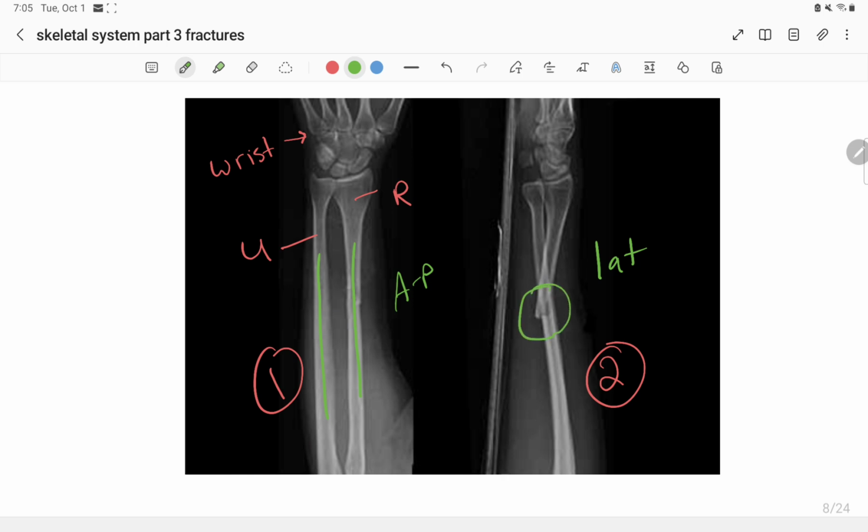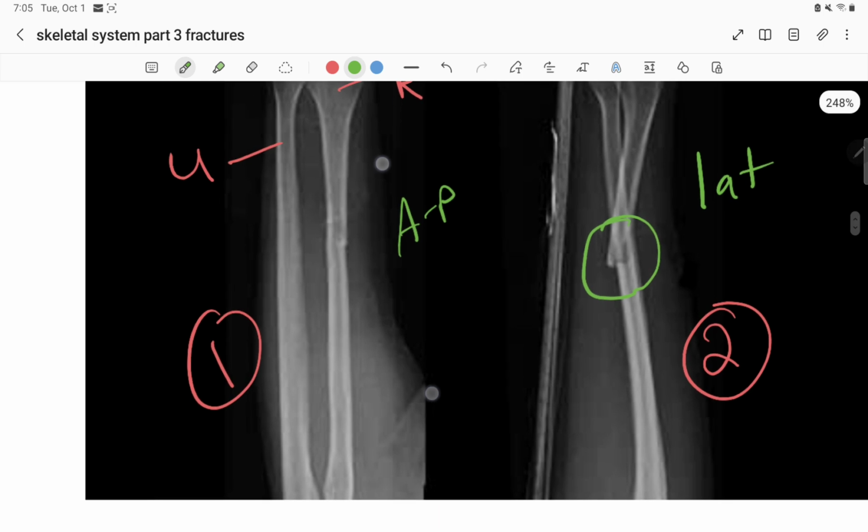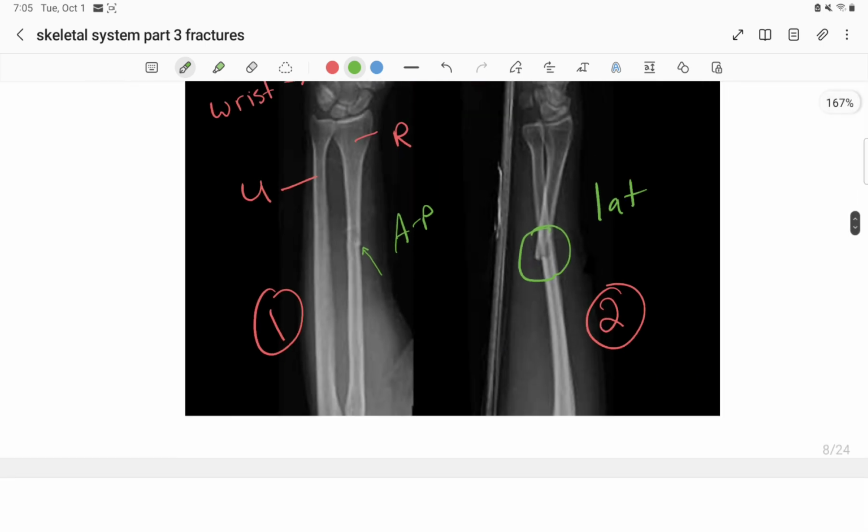Okay, you'll also notice that there's the break. The break is more visible in picture 2 than picture 1. Although you can see the fracture right there, it's just more pronounced in picture 2. So this is one of the reasons why you take opposing views, because believe it or not, on an X-ray, you may not see it. So that's why you take different views.